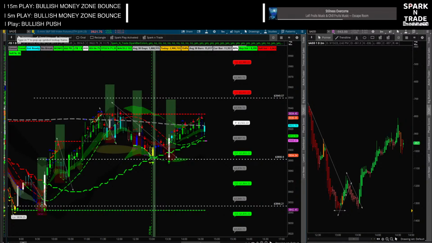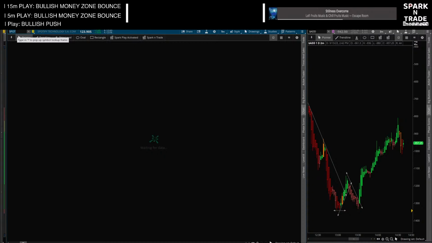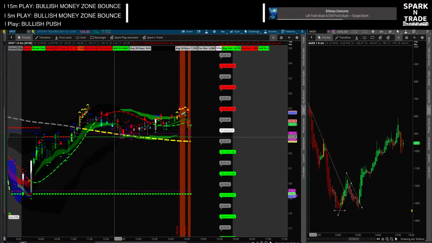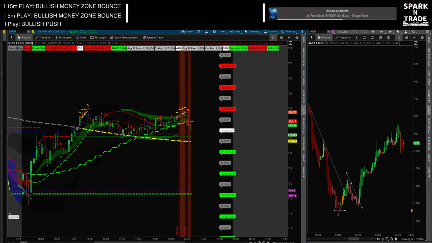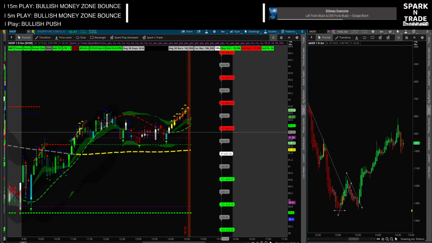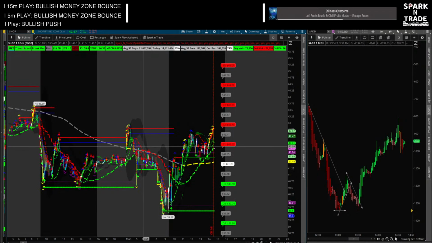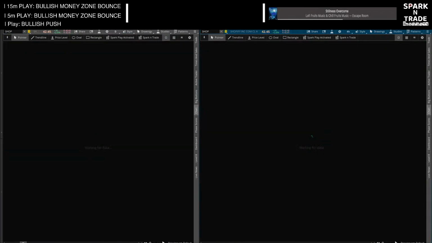Spotify. Did Spotify get the bounce that it needed today? Yep, nice little bounce. Oh, wait, no, this is Spotify. I meant Shopify. Spotify got a nice bounce, though. Hey, let's get it back to 42. Let's look at the big dog for these.